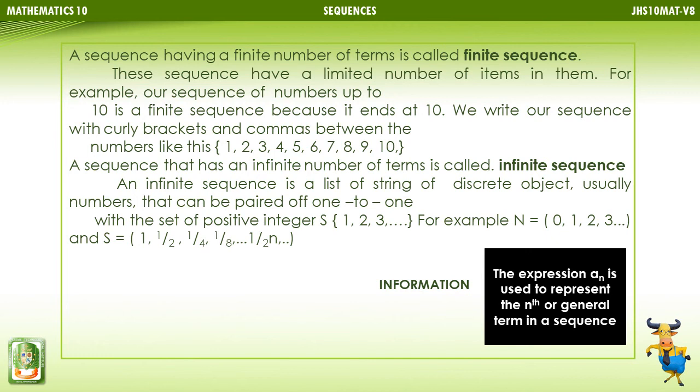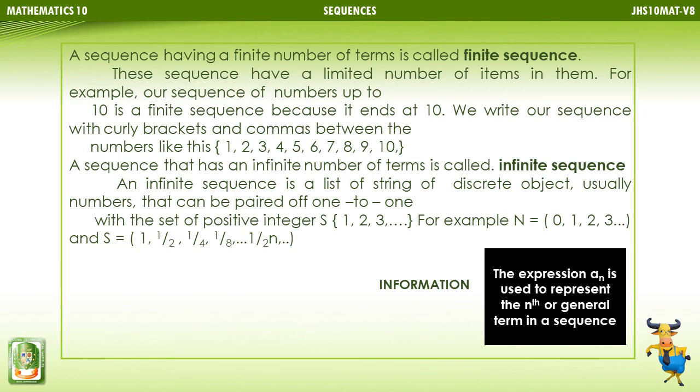A sequence that has an infinite number of terms is called an infinite sequence. An infinite sequence is a list or string of discrete objects, usually numbers, that can be paired off one to one with the set of positive integers 1, 2, 3, and so on. For example, n equals 0, 1, 2, 3, and so on, and s equals 1, 1/2, 1/4, 1/8, and so on, 1/2 to the n.